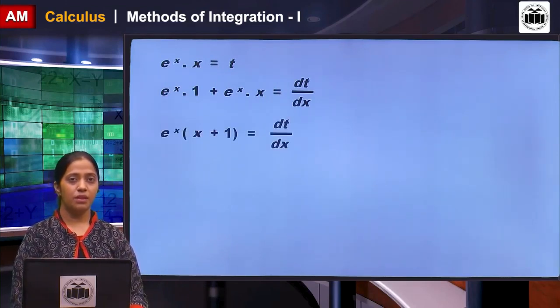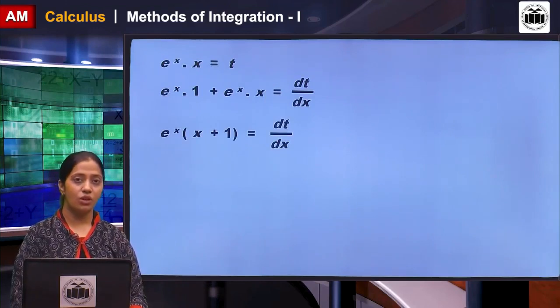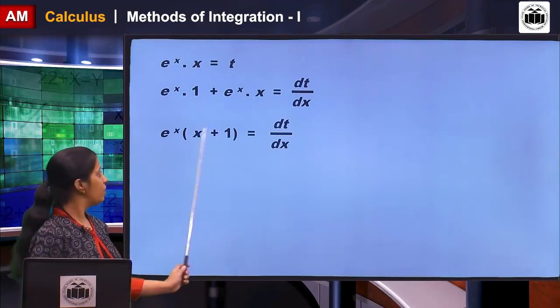Now what is the next step? We are taking e raised to x common. So when we take e raised to x common, what will be in the bracket?